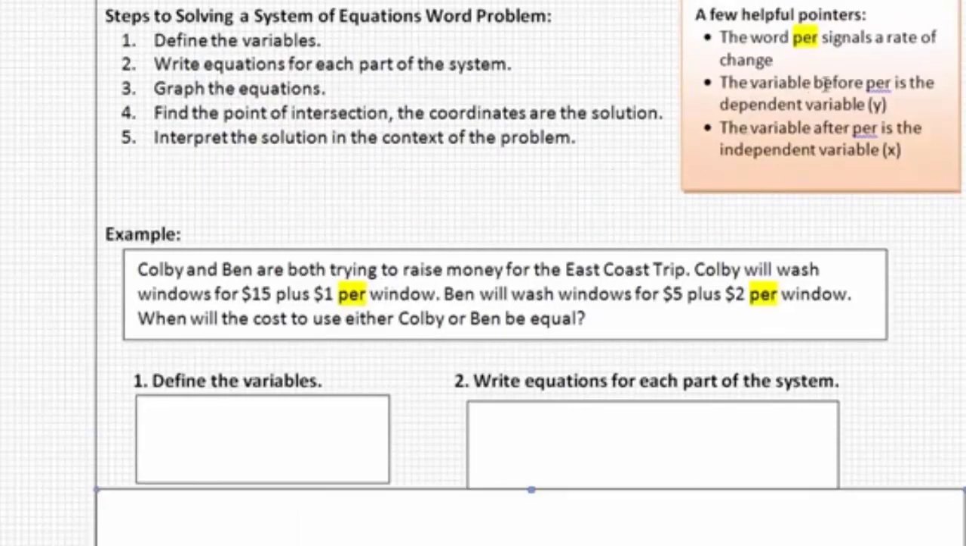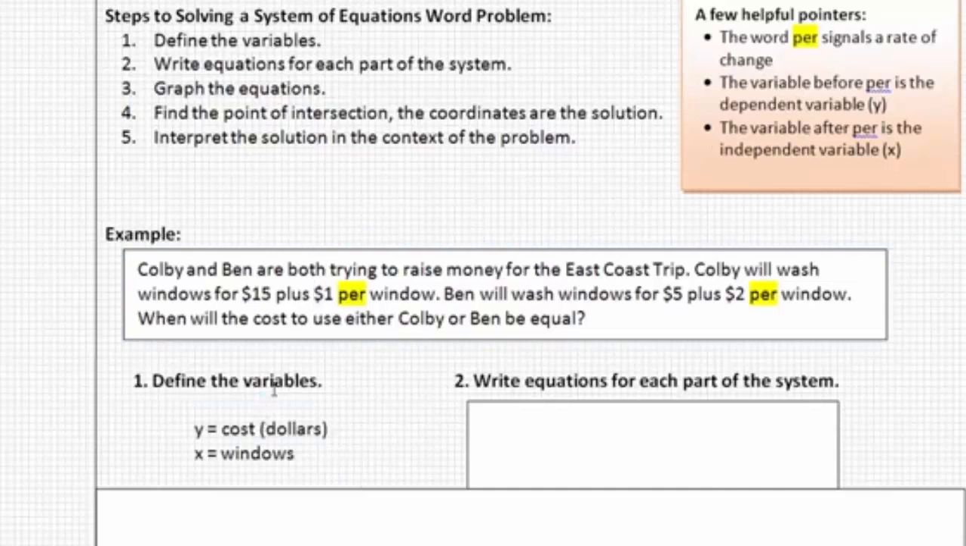So in our hint, we say the variable before per is going to be our dependent. That's going to be our y, so that's going to help us define our variables. And so here I have dollars before it. $1 specifically, but dollars is being mentioned before it. And after, I have window. So the dollar is going to be in relationship to my y variable. That's what is before it. And dollars has to do with cost, right? The cost in dollars to hire one of these 2 gentlemen to come wash windows.